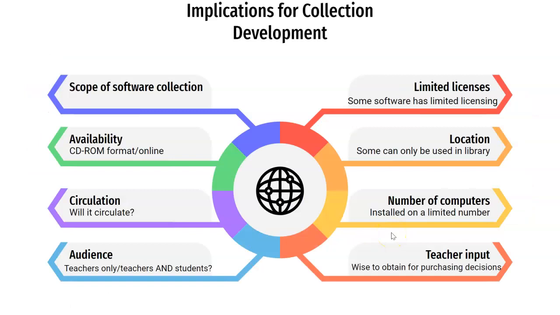Moving on to implications for collection development, we see the scope of the software collection, meaning how is this information available? Is it CD-ROM? Is it online? Who's going to be checking it out? And will they even be checking it out in the first place? On the right-hand side, we see the main thing being limited licenses. Will that mean that some can only be used in the library, or is it can only be installed on a limited number of computers? These are all things that factor into our decision making.